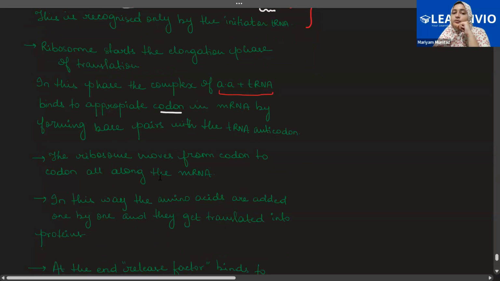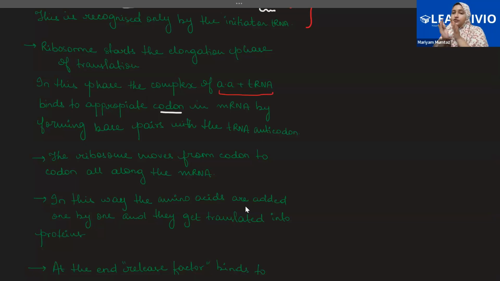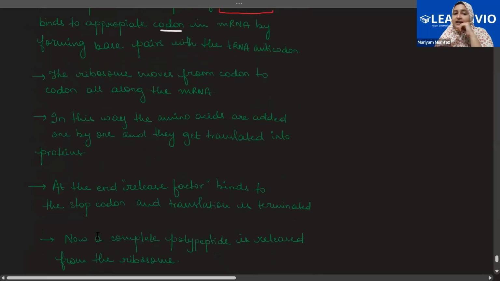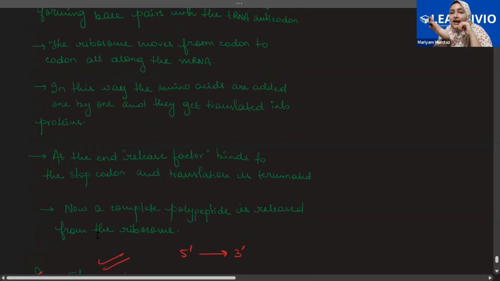Now, the ribosome moves from codon to codon all along the mRNA, meaning it moves from one codon to another and so on throughout the entire length of the mRNA. In this way, the amino acids are added one by one, and as they are getting added, they are getting translated into the protein.